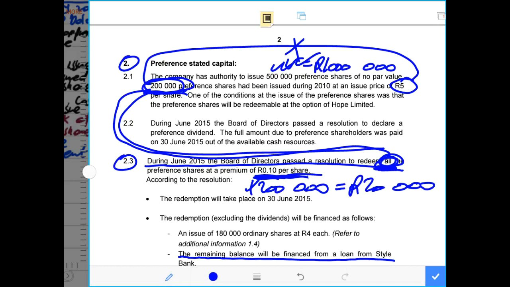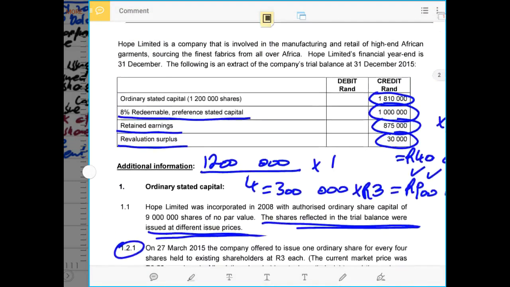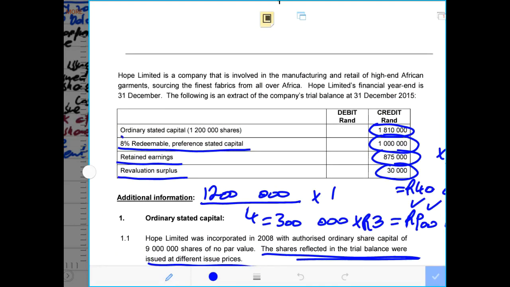So now in this case, we don't divide by the number of months when it comes to the premium, even if the redemption takes place in the middle of the year. You only do that with regard to dividends. Why? Because the 8% of the dividends due to the preference shareholder is for the full year.